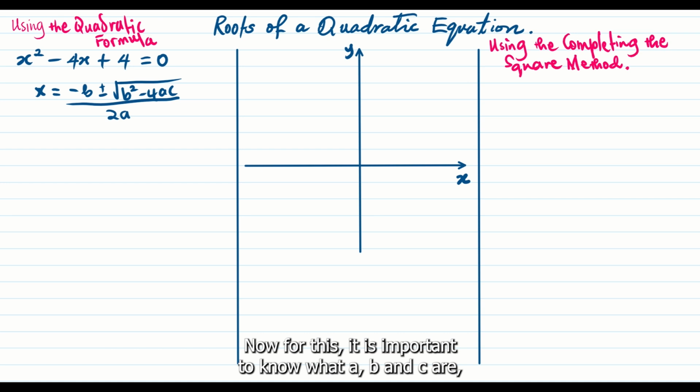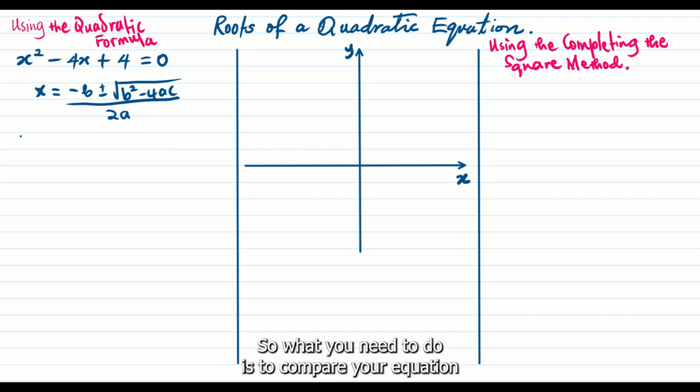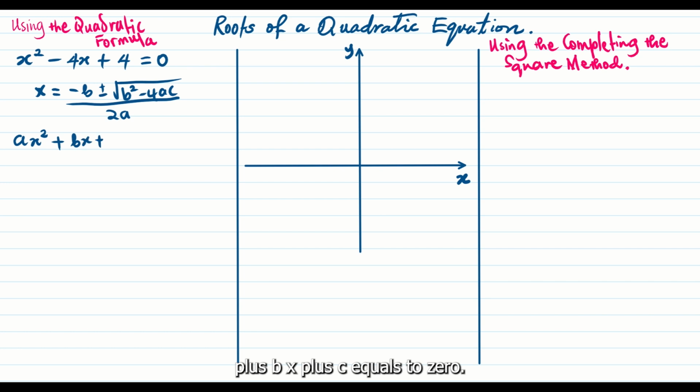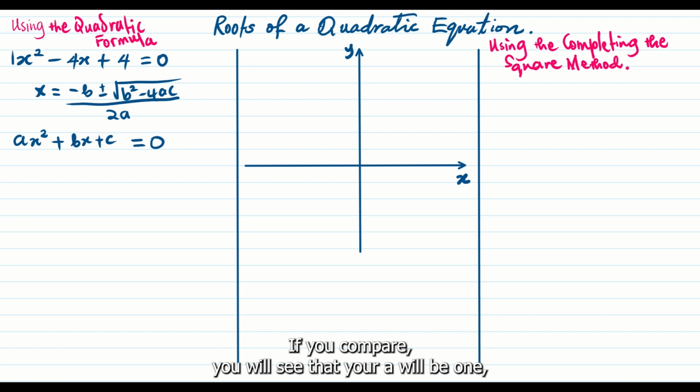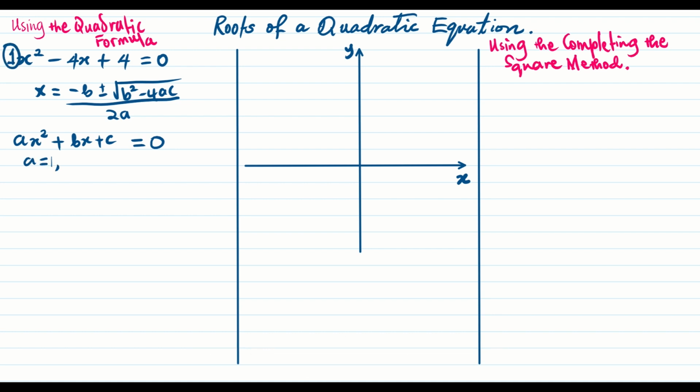Now for this, it's important to know what a, b, and c are, so that you will be able to use the quadratic formula properly. So what you need to do is to compare your equation with the general form of a quadratic equation, which is ax squared plus bx plus c equals 0. If you compare, you will see that your a will be 1, because that will just be ax squared right there. So a equals 1, your b is negative 4, and your c equals 4.